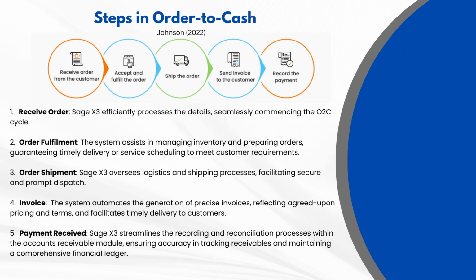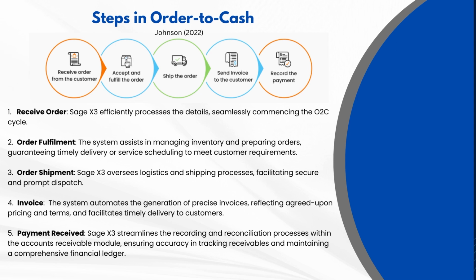This slide is about the order to cash process, which involves receiving an order from the customer, accepting and fulfilling the order, shipping the order, sending an invoice to the customer, and recording the payment. So Sage X3 can be used to integrate this process. For example, in order fulfillment, the system assists in managing inventory and preparing orders, guaranteeing timely delivery or service scheduling to meet customer requirements.